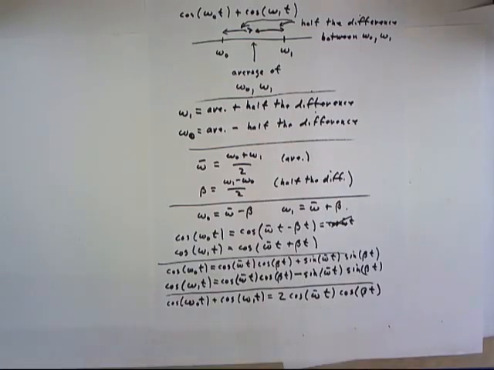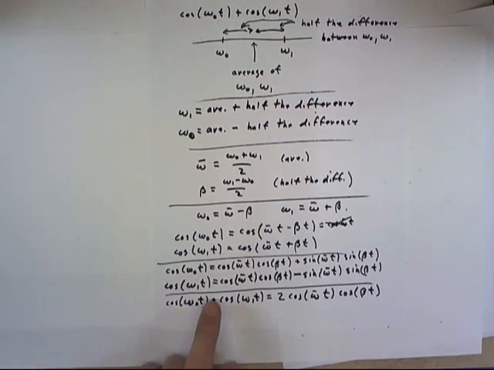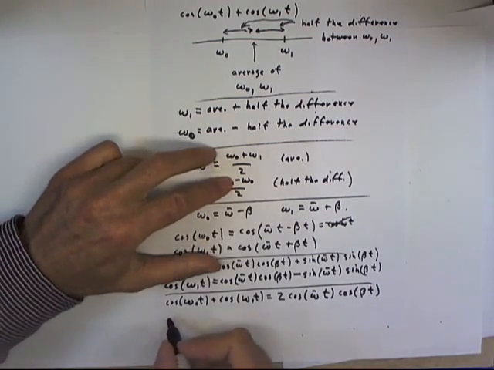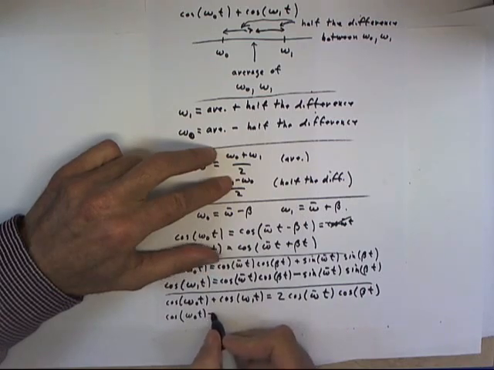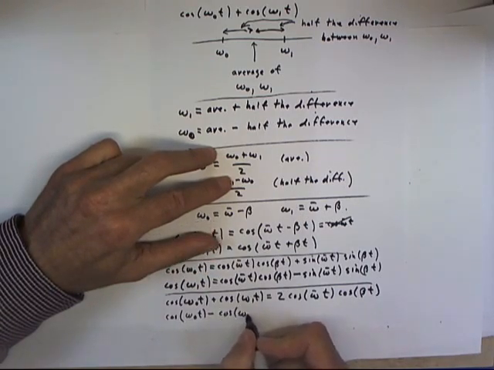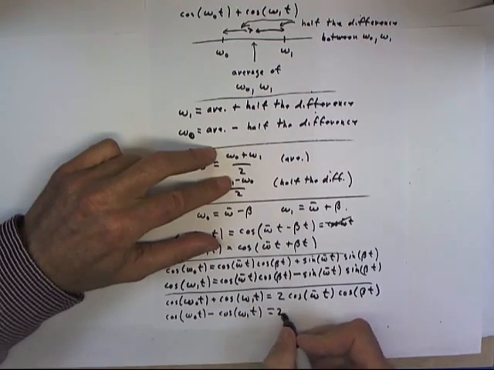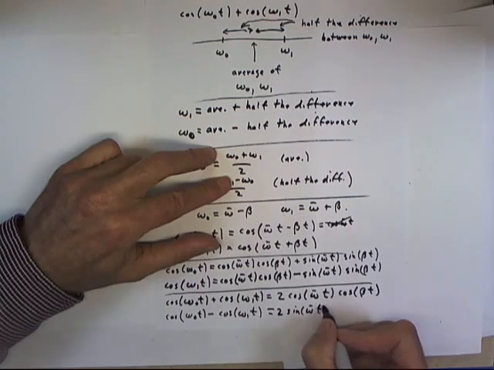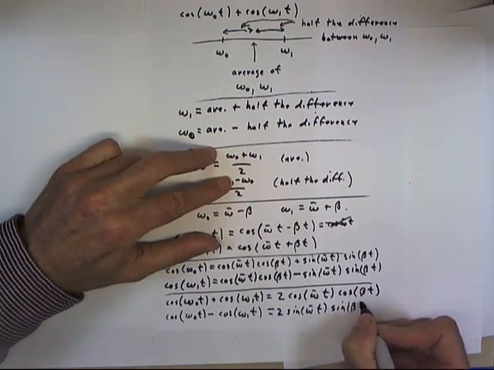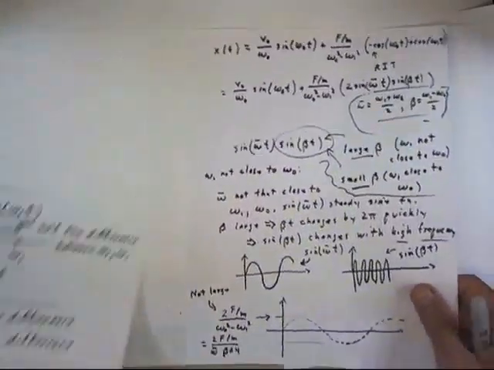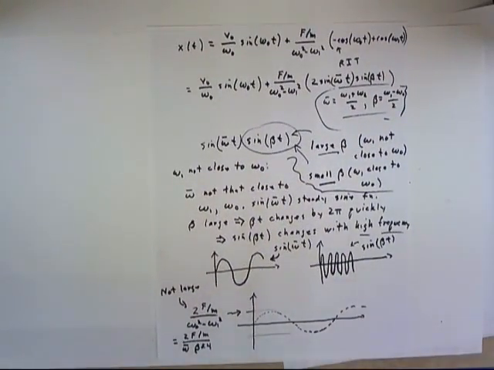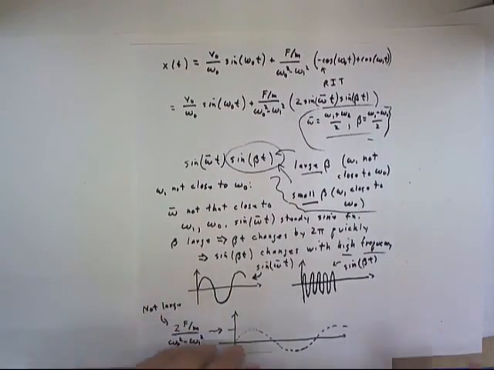an error here. It's certainly true. Everything I wrote here is true. Cosine of omega naught t plus the cosine of omega 1t does equal this. But the cosine of omega naught t minus the cosine of omega 1t can easily be seen to equal 2 times the sine of omega bar t times the sine of beta t, which leads to the solution as it appears in your textbook.